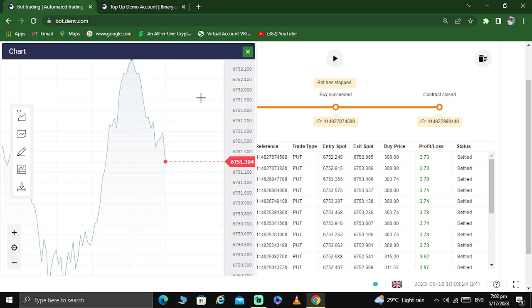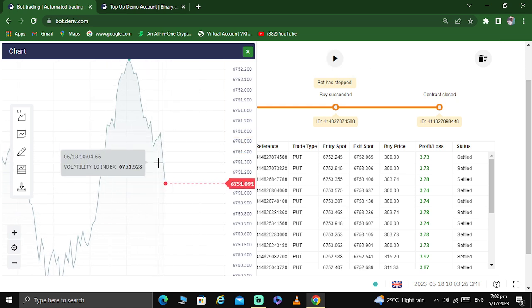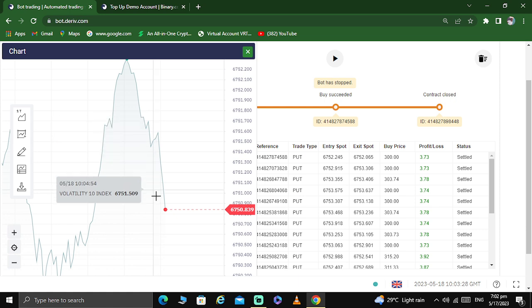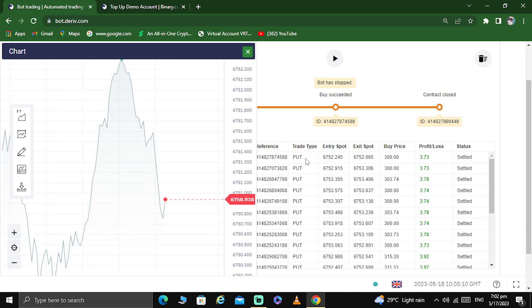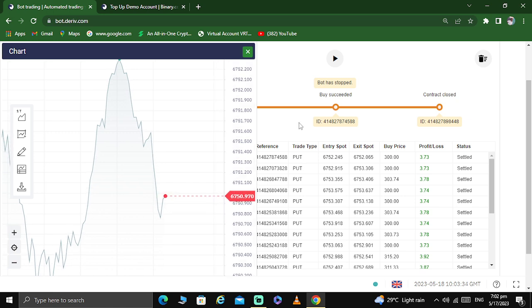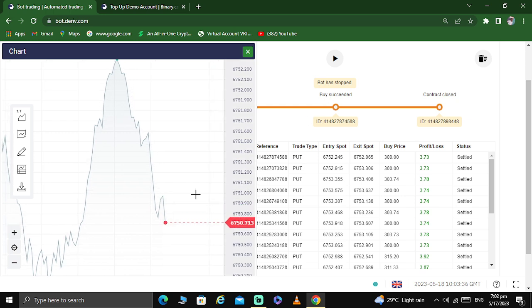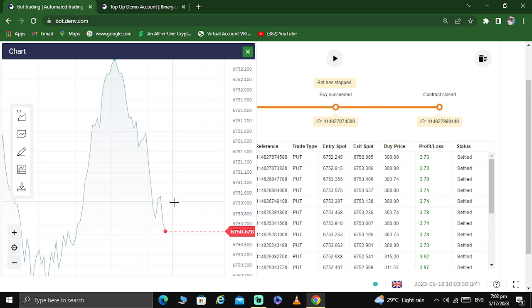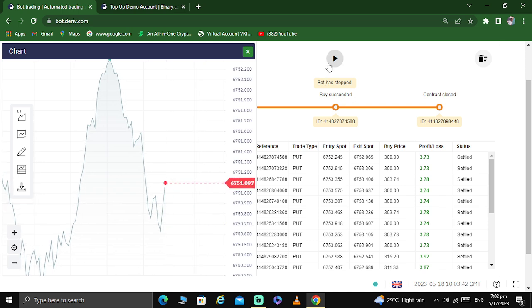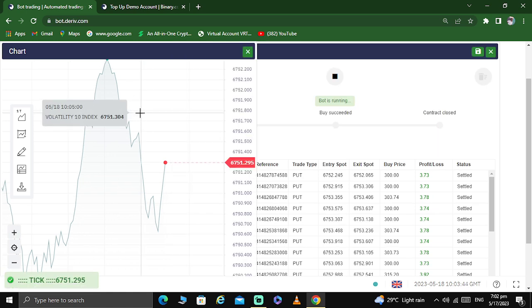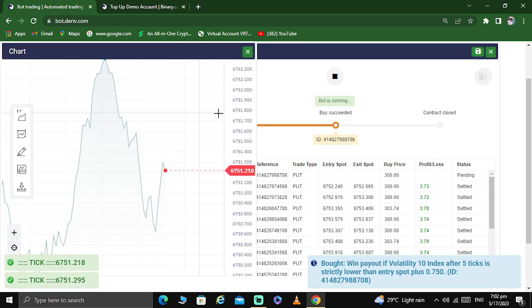This is a high tick. I still have to wait. Another high tick. Another high tick. So when it moves down with those huge high ticks, you need to wait for things to cool down. That's a high tick. So that's a low tick, no problem. So I can try and run it again.